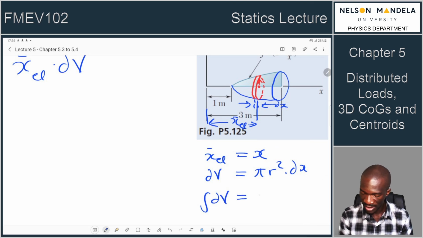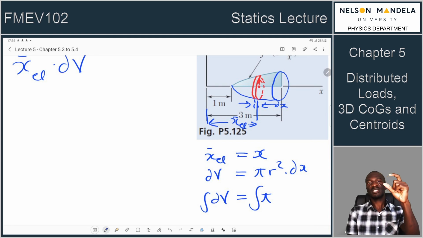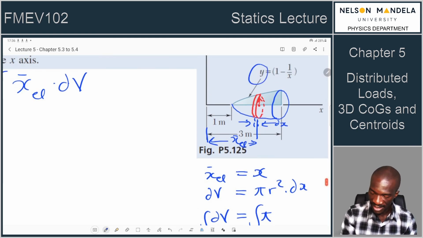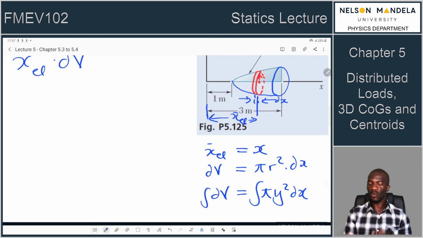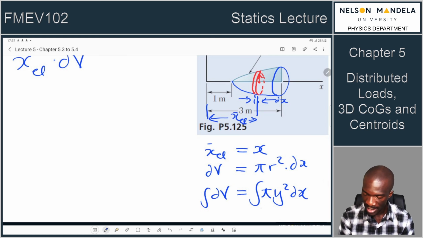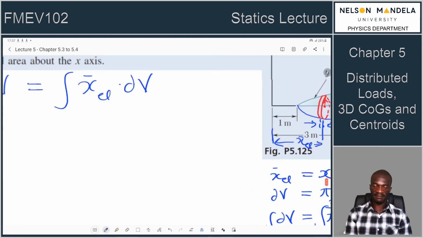So that would be an integral of pi. We can tell that the radius is just the position from 0 up to the line. The line is already defined as y. So I'll just write this as y squared dx. That would be your volume. From where? From x equals 1 up to x equals 3. That's your integration along the x-axis. So we now have our definition of terms.